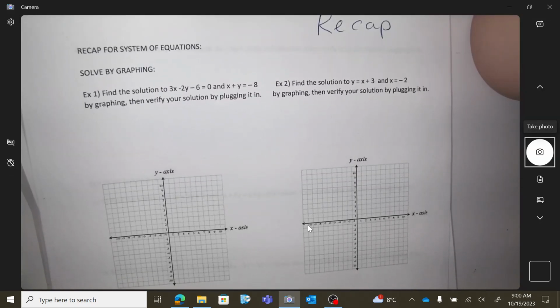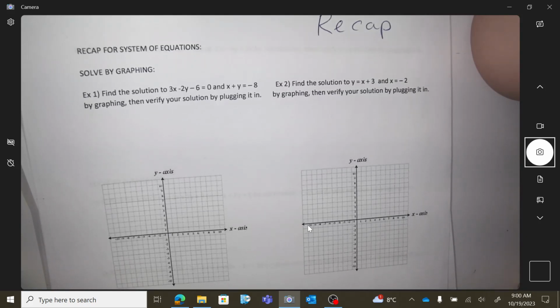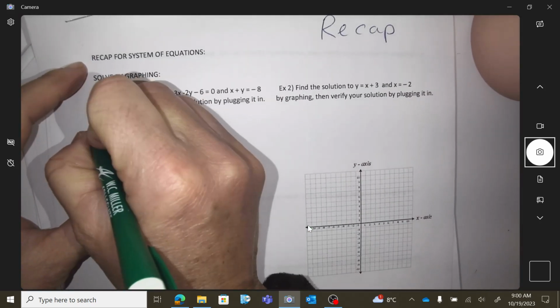Okay, so you're going to have 3 different ways you're going to have to solve for your test. You're going to have to be able to graph, to substitute, and eliminate. So graphing, the key to graphing is that when we look at it, we need to understand y equals mx plus b, and we don't actually have that with any of these equations.